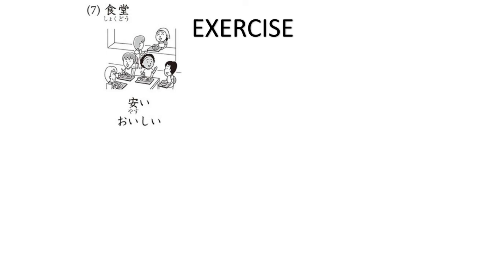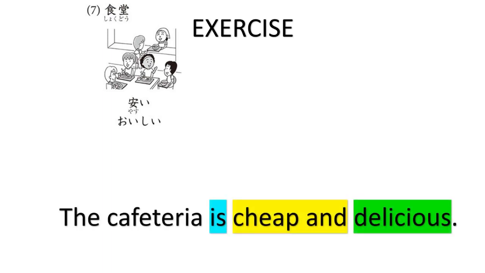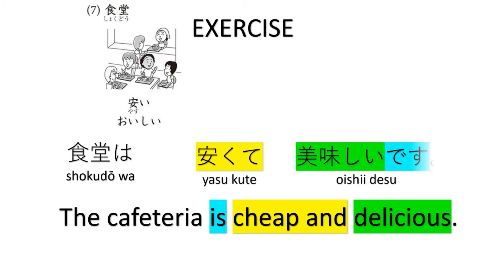Alright, last example. Shokudo, cafeteria. It is yasui and oishii, cheap and delicious. Now, to translate this into Japanese, shokudo wa yasukute oishii desu. The cafeteria is cheap and delicious. Again, we remove the hiragana i and replace it with kute. Shokudo wa yasukute oishii desu.